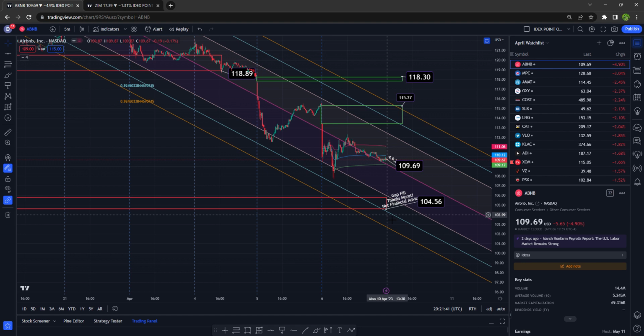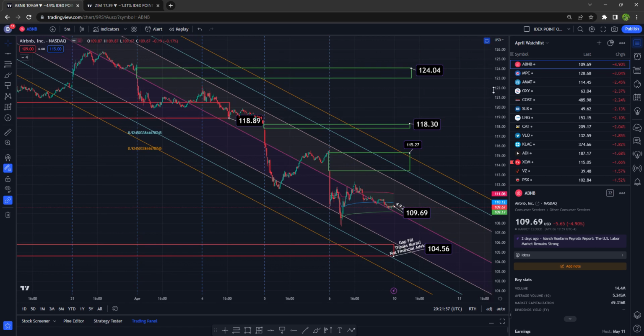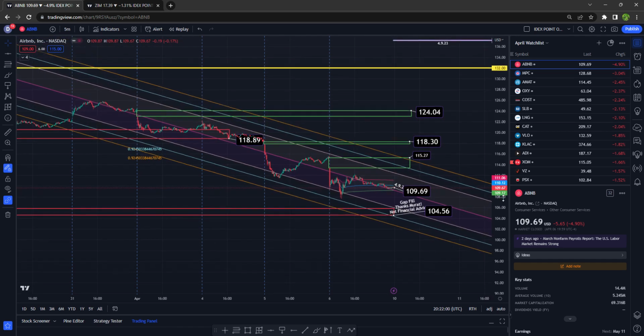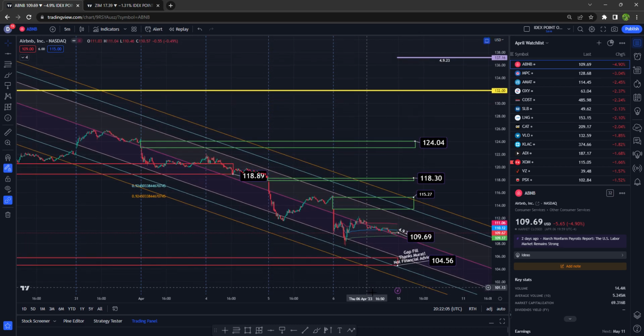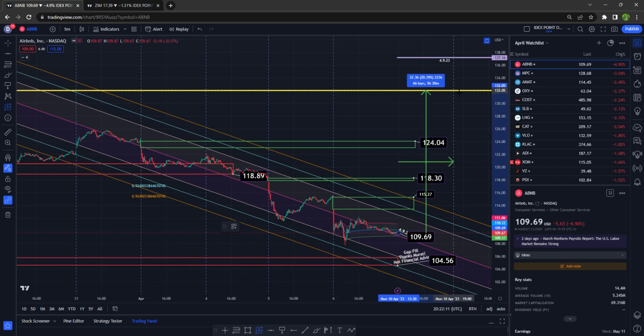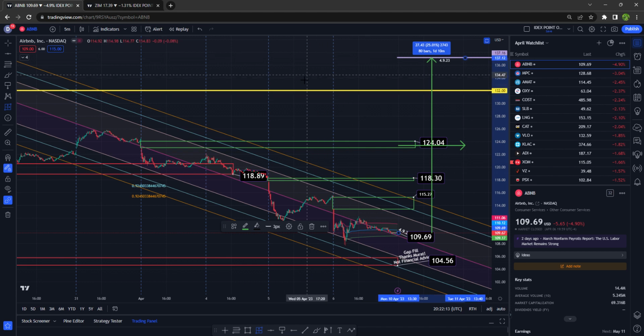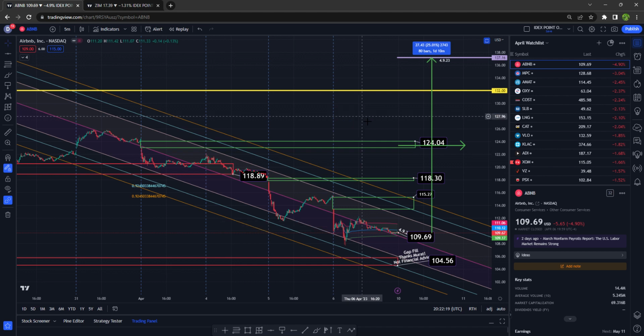Now, negative 3 standard deviations is roughly 104.42. And negative 4 standard deviations is roughly 102.73. According to TradingView, the 1-year price target on this stock is $137.16. Now, from where we are today, that would be a return of roughly 25%. Of course, we may never get there, or it could take a very long time to do so.